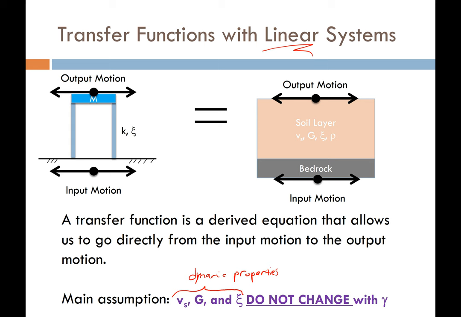And that is a huge assumption because we just spent the last couple lectures discussing how dynamic properties do change. I mean, do you remember modulus reduction curves, damping curves? That as we strain, the soil loses stiffness, and so its shear modulus decreases, its damping increases. But with linear systems, we're going to make the assumption that these dynamic properties will not change with strain. And you may wonder, in what world would this ever be useful or realistic?